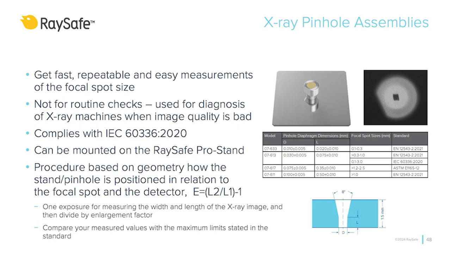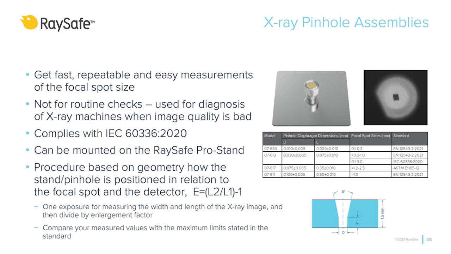Here's how you use a pinhole assembly to measure the focal spot size. The setup: you position the pinhole assembly between the X-ray tube and the detector. The pinhole is a small aperture, typically made of a high-density material like tungsten, that allows only a narrow beam of X-rays to pass through. Then the aligning. You align the pinhole precisely at the center of the X-ray beam. This step is crucial to ensure that the X-rays passing through the pinhole create an accurate image of the focal spot on the detector.